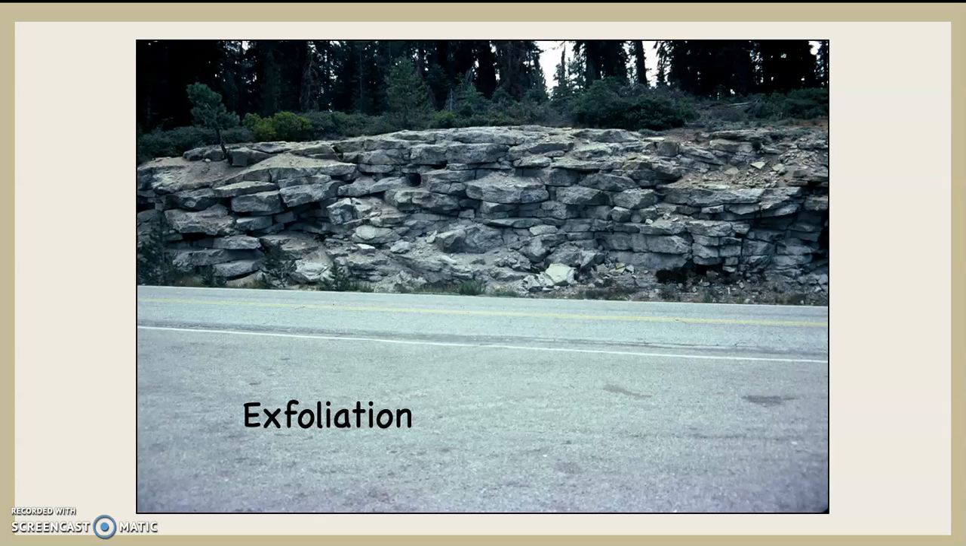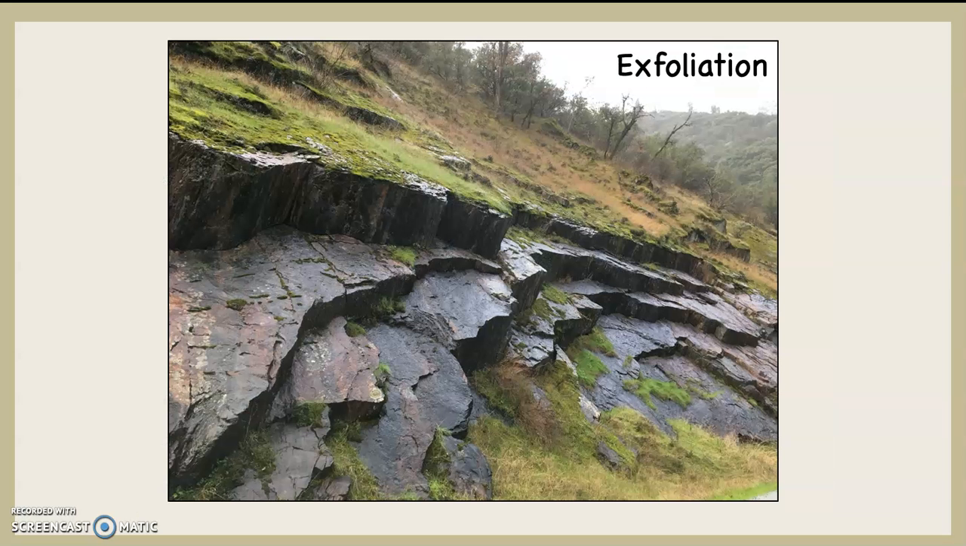This is a road cut in Yosemite, and you can see clearly granite does not form in layers. That's not what it does. Granite doesn't form in strata. But if you look at this, you can see it's peeling like an onion because it's expanding outwards, as it's doing here as well. That's exfoliation.